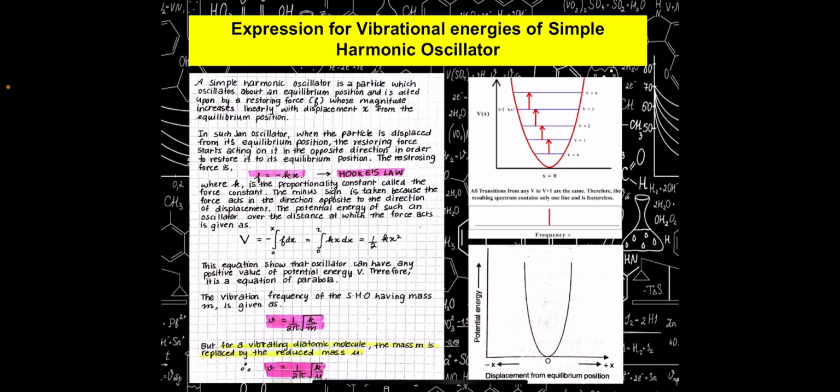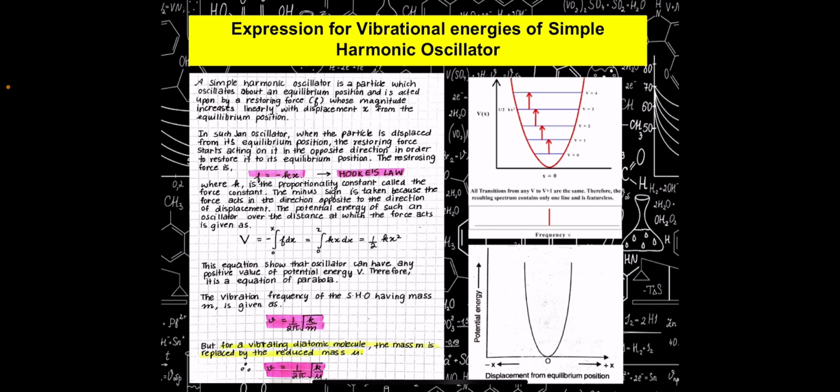So in such an oscillator, when the particle is displaced from its equilibrium position, the restoring force starts acting on it in the opposite direction in order to restore it to its equilibrium position. The restoring force, the small f, is equal to minus kx, and here k is the proportionality constant. It is also called force constant, and x is the displacement. The minus sign here denotes that force acts in the direction opposite to the direction of displacement. So this equation is also known as Hooke's law.